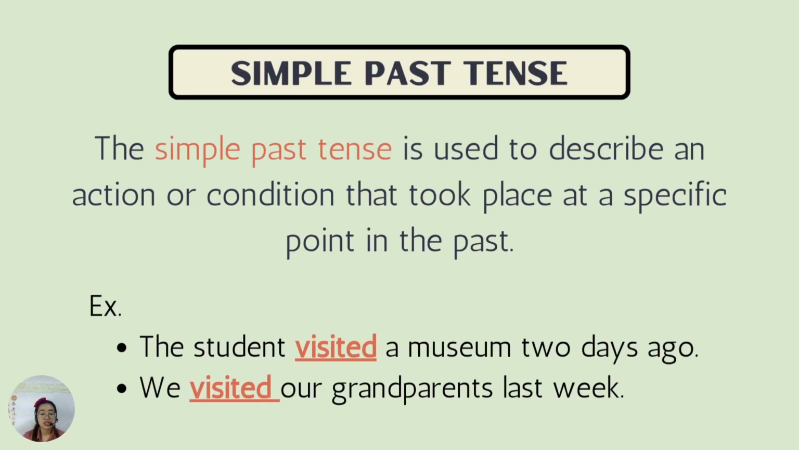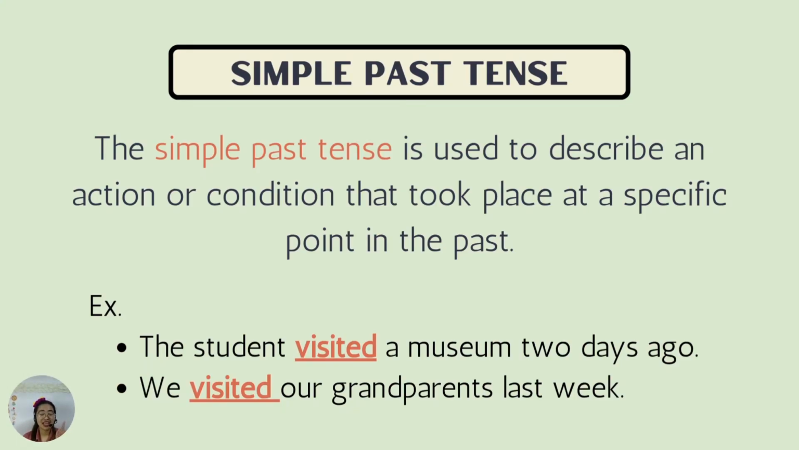Now let's proceed to the simple past tense. The simple past tense is used to describe an action or condition that took place at a specific point in the past. For example, the student visited a museum two days ago. We have an indicator of time, two days ago, so the action is already done.